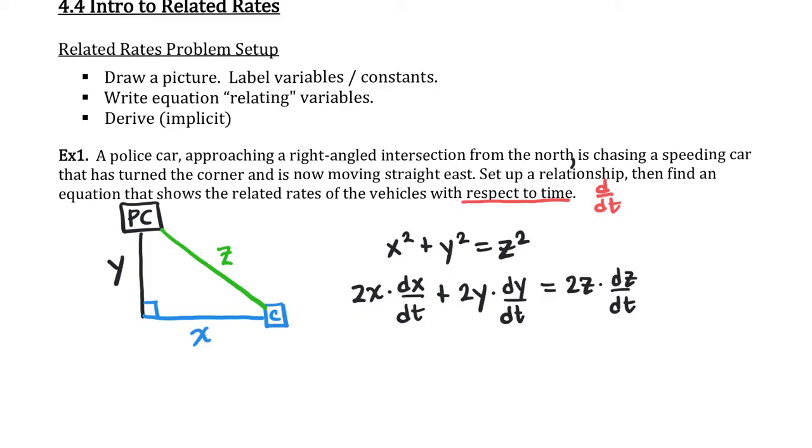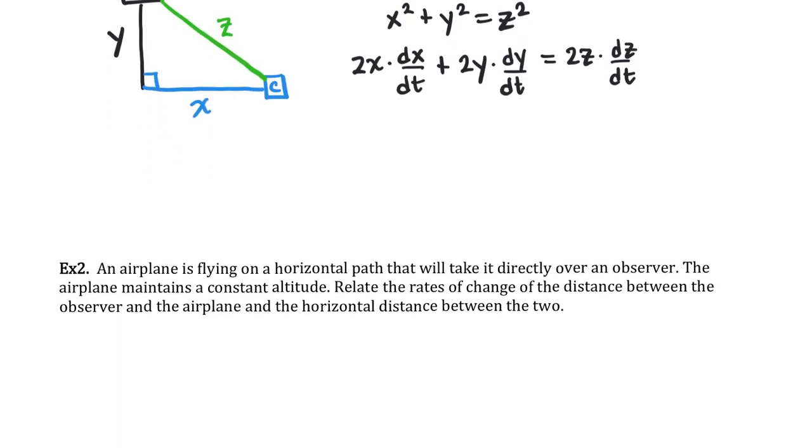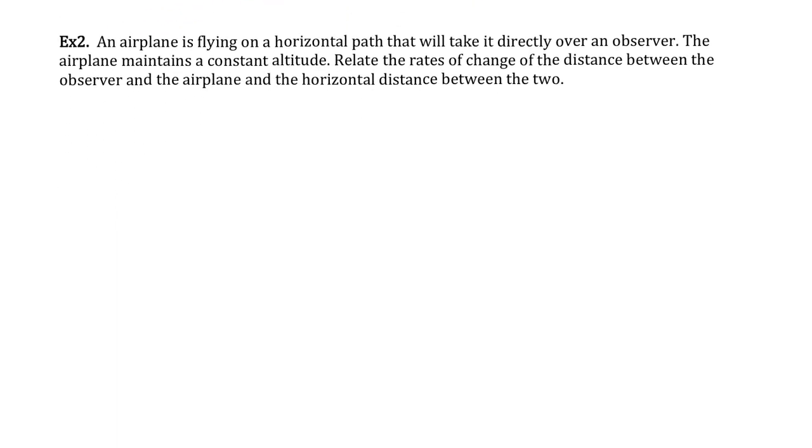Okay, let's go ahead and consider another problem and try to set it up the same way. Okay, example 2. An airplane is flying on a horizontal path that will take it directly over an observer. So where's my airplane? Okay, here's my airplane. He's flying on a horizontal path, and it's going to take it directly over an observer. So there's my observer down here somewhere. Okay, there we go. Something like that. The airplane maintains a constant altitude. So what is this? This is constant.